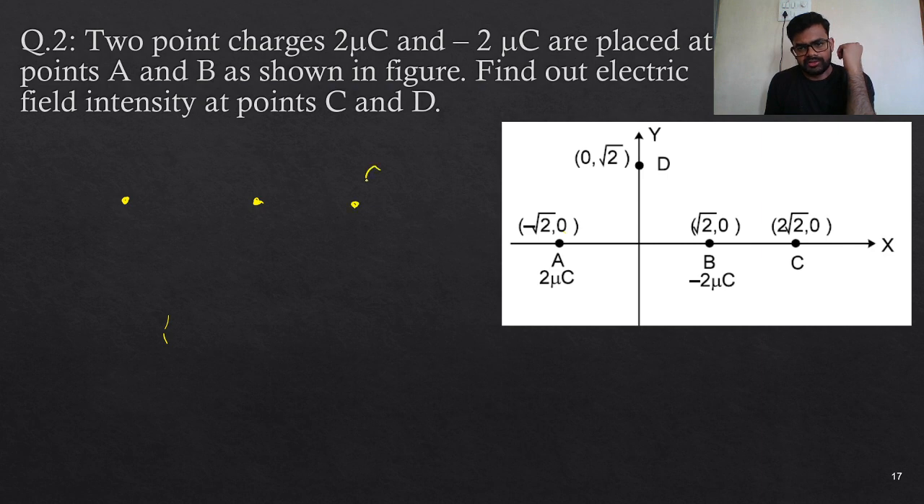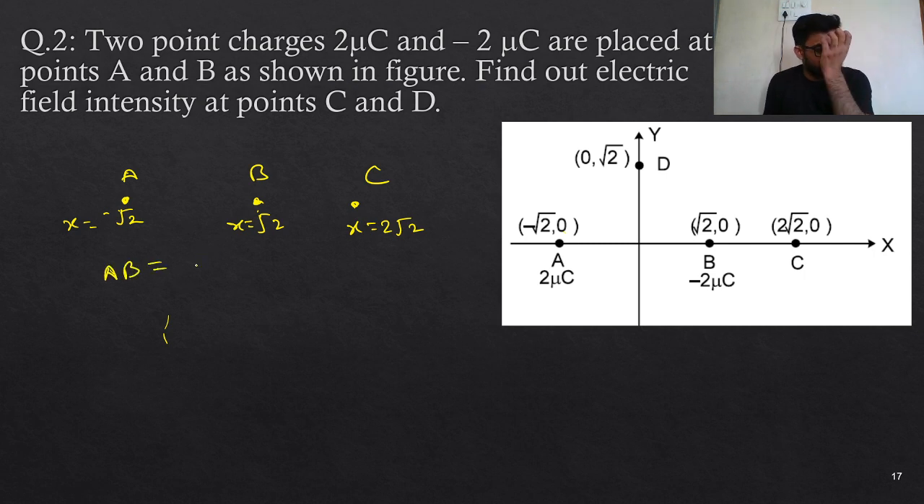So I am saying this is point C, this is point A, this is point B. This is the minus root 2 position, this is root 2. So this is x equals minus root 2. This position is x equals root 2. And this position is x equals 2 root 2. What is the value of AB? AB length is 2 root 2.